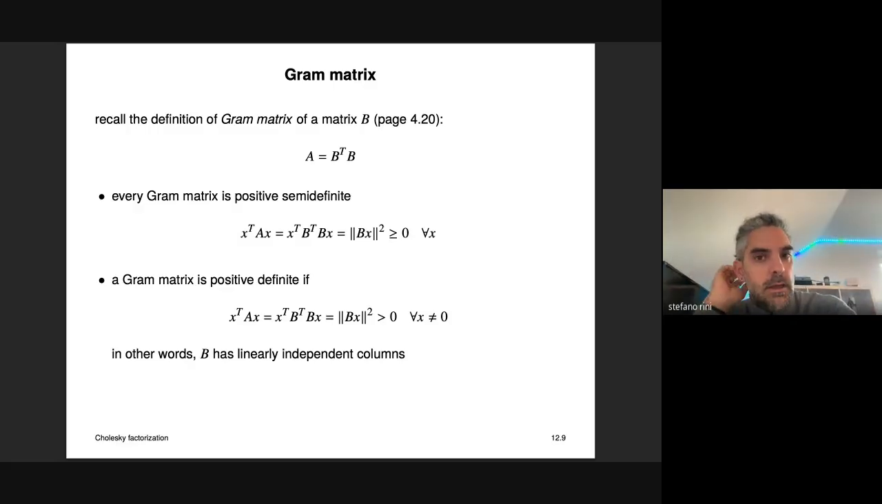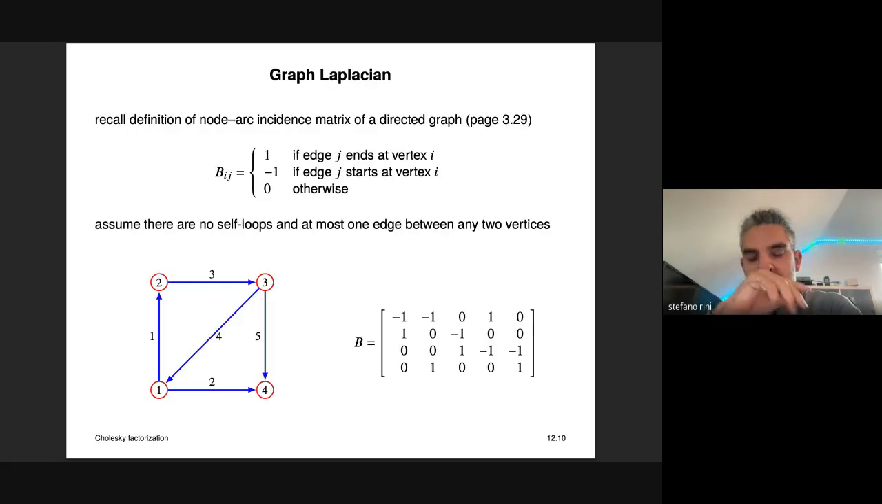Okay, so you remember the properties of the norm, right? The norm is always greater than or equal to 0 and is equal to 0 only if x is equal to 0. So a Gram matrix is positive definite if the norm is strictly greater than 0. Of course, you have to exclude the vector of all zeros. In other words, B has linearly independent columns. Very nice. Now let's discuss another example of these matrices.